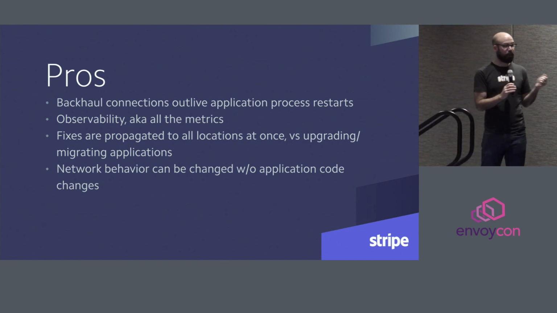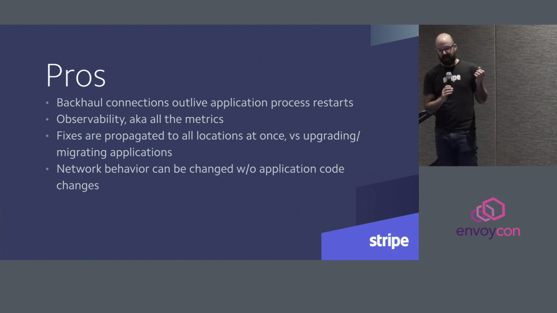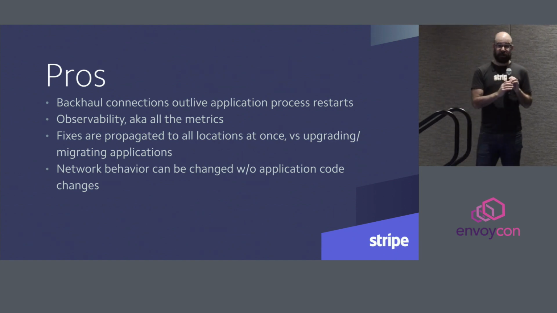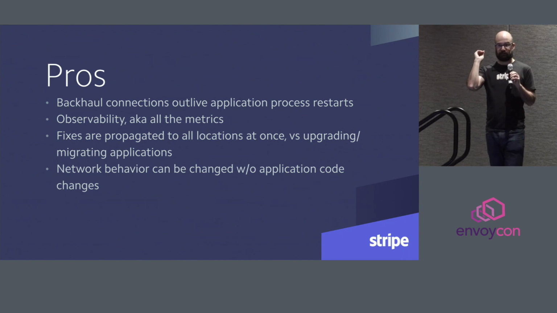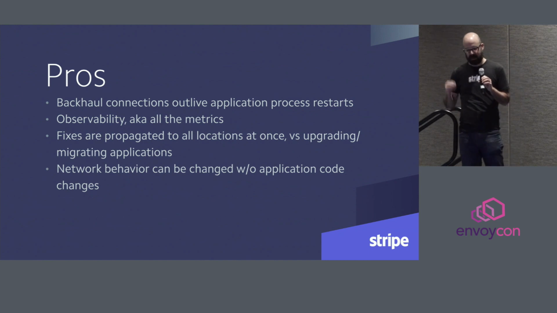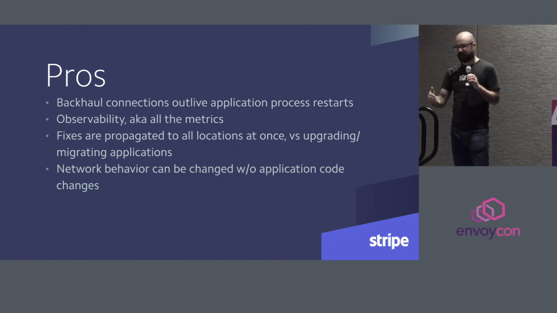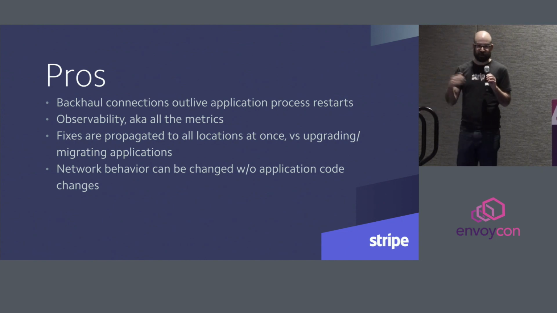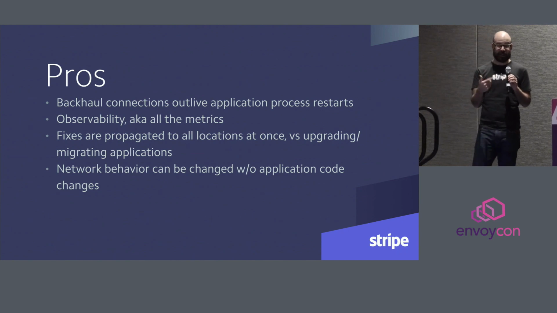We built this architecture. What were some of the things it bought us? So the biggest set of pros is that we have these backhaul connections, as I referred to them, that outlive our application process restarts. They allow us to efficiently send incoming customer requests all around the globe without paying this massive setup cost for each additional connection. We have great observability now between all of our network links and our data centers. Again, the running joke, any conversation at Envoy about Envoy that happens at Stripe usually starts with, oh, there's a metric for that. And indeed, there literally is a metric for almost everything.